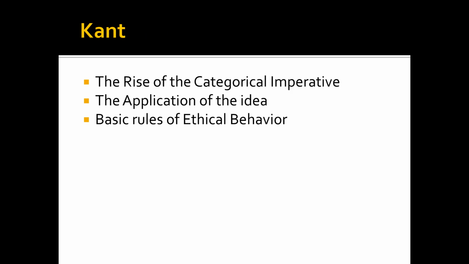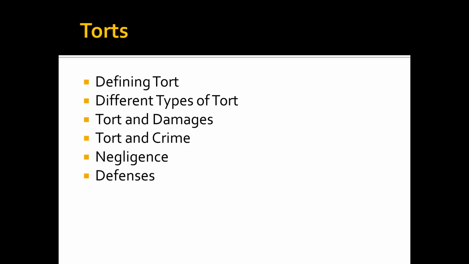We'll look at his creation of the idea of the categorical imperative, which is a very useful tool to develop ethical rules of behavior and its application in business. We'll move on to the next chapter, which is going to be about torts. Now, this will not be on the exam, but basically we will define torts. We'll talk about different types. We'll look at damages. We'll look at torts and crime. Look at negligence and defense.